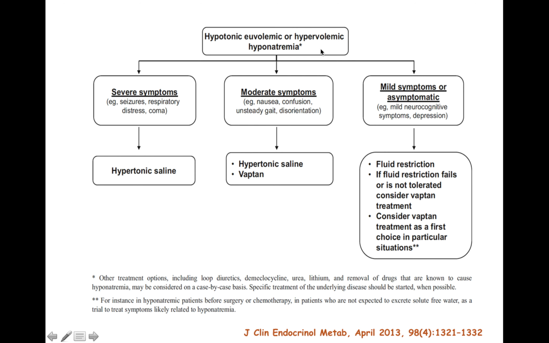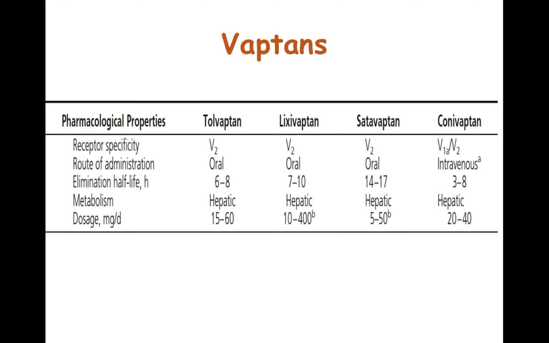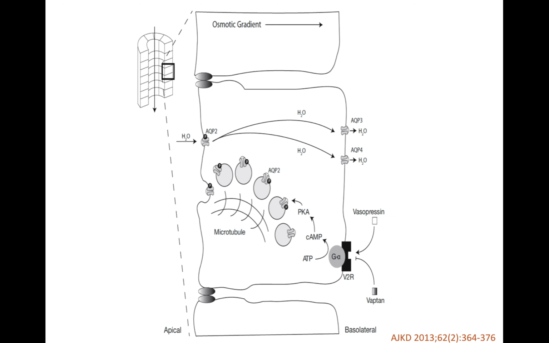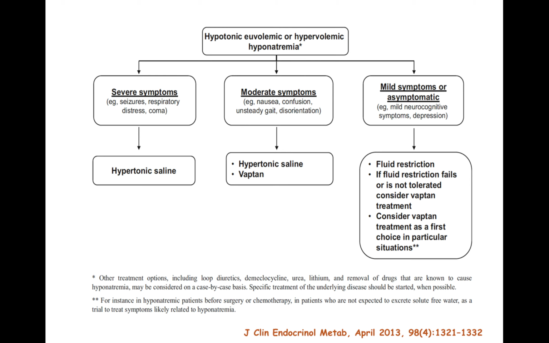And before going on further, I would also like you to know that the cyclic AMP pathway is also used in cyst generation in ADPKD, autosomal dominant polycystic kidney disease. So Vaptans now also have a new role in preventing new cyst formation in ADPKD in adults. So in ADPKD, autosomal dominant polycystic kidney disease in adults, we use Vaptans.